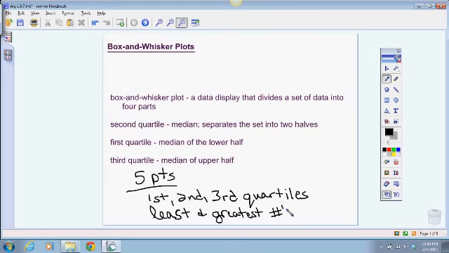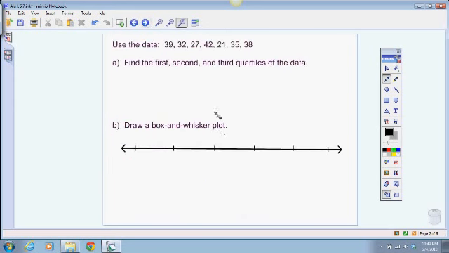So let's look at an example so you can get a feel for what a quartile is. Keep in mind though, a box and whisker plot's whole job is to divide a set of data into 4 parts. If you look at this data here, 39, 32, 27, 42, 21, 35, and 38, part A says find the first, second, and third quartiles of the data. These are medians. The second quartile is our original median. So the first thing we need to do is write our data in order.